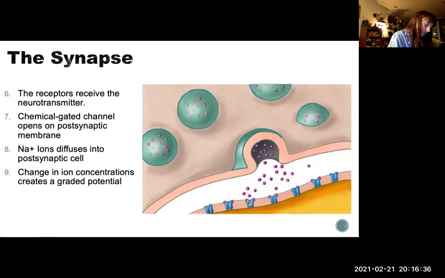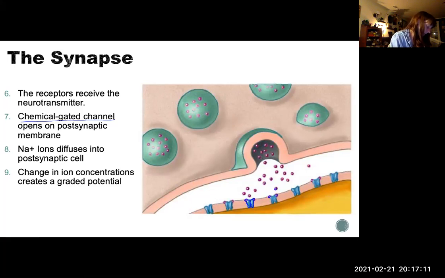Once these receptors on the postsynaptic membrane receive the neurotransmitter, which they are designed to receive, they are going to open because they are chemical gated channels. Okay, so these guys are chemical gated channels in the postsynaptic membrane that open in response to receiving this neurotransmitter. The ligand for them that triggers them to change shape is the neurotransmitter.